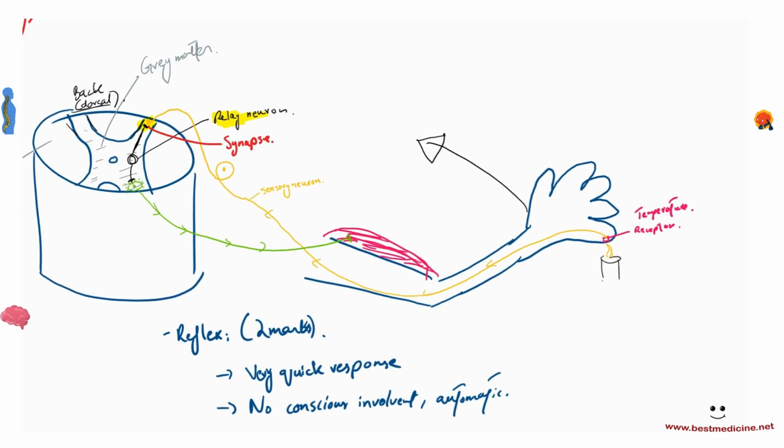And yeah, so this entire thing is called a reflex arc, and it's a very high yield topic for AQA GCSE. So this is called a reflex arc. So let's quickly repeat on this.